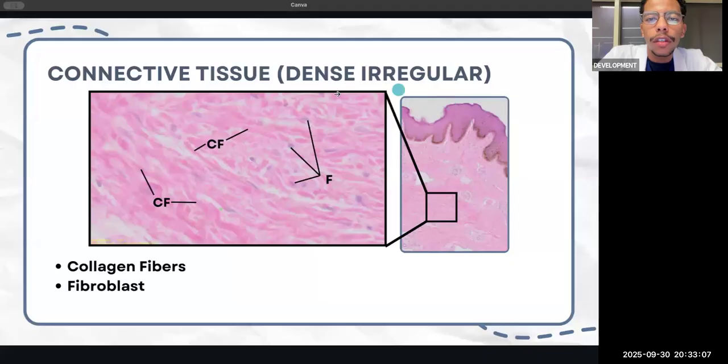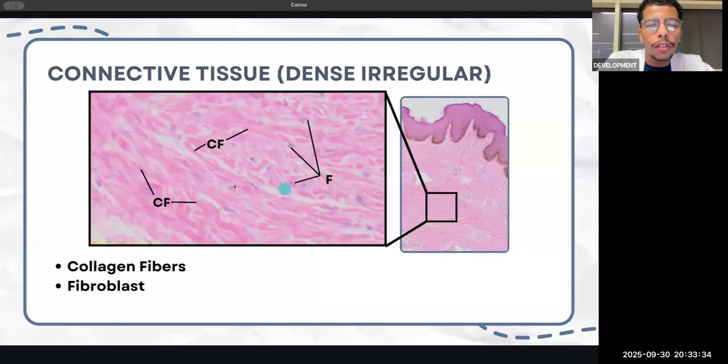Now for dense irregular. Okay, so that was loose irregular connective tissue. This is dense irregular connective tissue. Here it's a lot more pink, it's darker. Why? Because from the name, it's dense, so it has to be darker than the loose areolar. And why is it darker and more dense? Because the fibroblasts here secrete more collagen fibers. So if you have more collagen fibers, the pinker it gets.